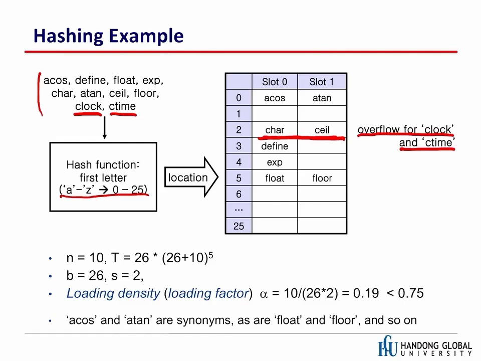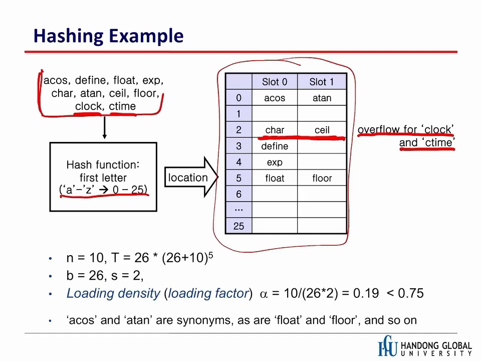Okay. So now, let's check the variables. How many identifiers do we have? 10 identifiers, so n is 10. And what is t? These identifiers could be identifiers in a programming language. It starts with an alphabet character, but it will include alphanumeric characters in the middle of the identifier. So let's assume that the length is 6. Then t would be this number. Okay, this is huge. And b is 26, and s is 2.